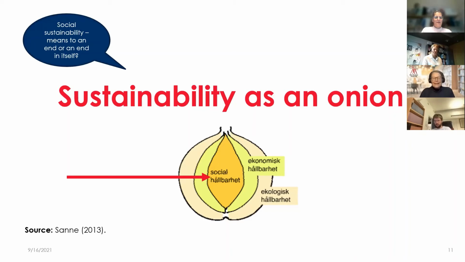Economic sustainability is surrounding the social one in this model, and that means that in his model economic sustainability is the way, it's how we get to social sustainability. Economy exists to provide social sustainability, and then ecological sustainability is the outermost layer, and this is to show that it sets the conditions we cannot exceed, an outer barrier that sets limits on our activity.